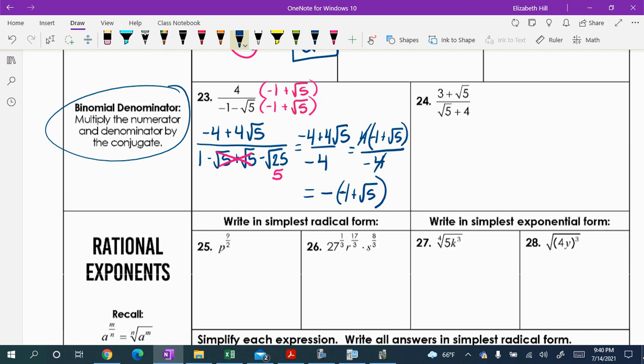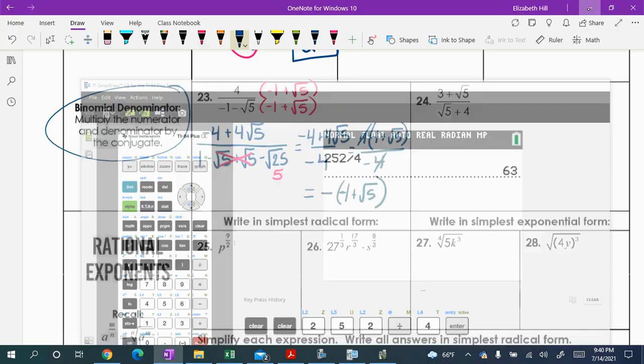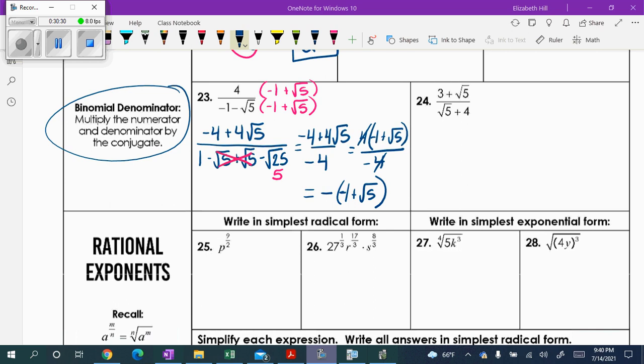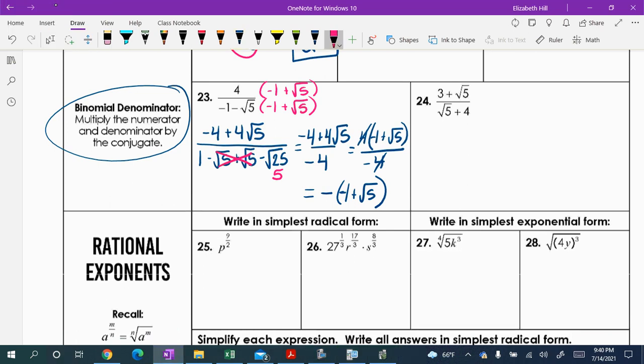24 then. I just got to see where I'm at on time. 30 minutes, okay. So for 24 here, I want to multiply by the conjugate. We would be doing the square root of 5 minus 4. And you have to do this to the top and the bottom so that it doesn't change the problem. Now you got to FOIL the top and the bottom.